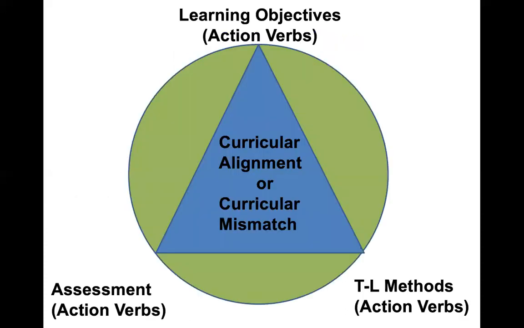This picture tells us that if learning objectives, teaching learning methods, and assessment are aligned, then it is called curriculum alignment. But when they are not aligned, then that is called a curriculum mismatch, and that is what we want to avoid. So kindly think about it and do not make the mistakes of curriculum mismatch.